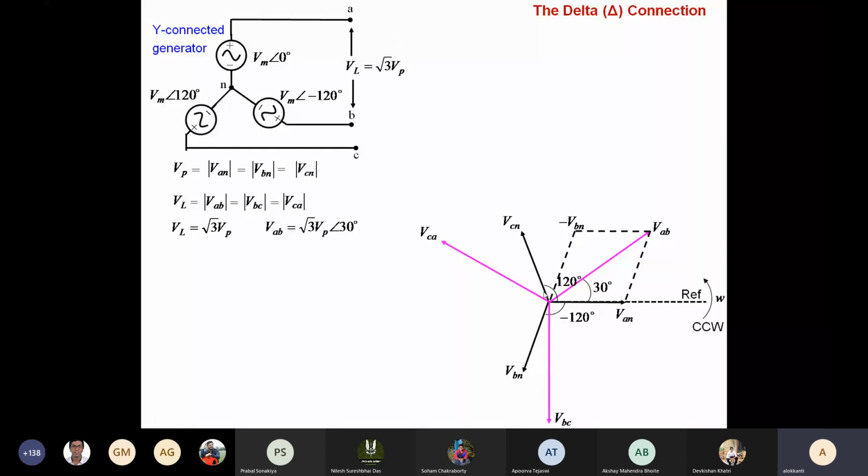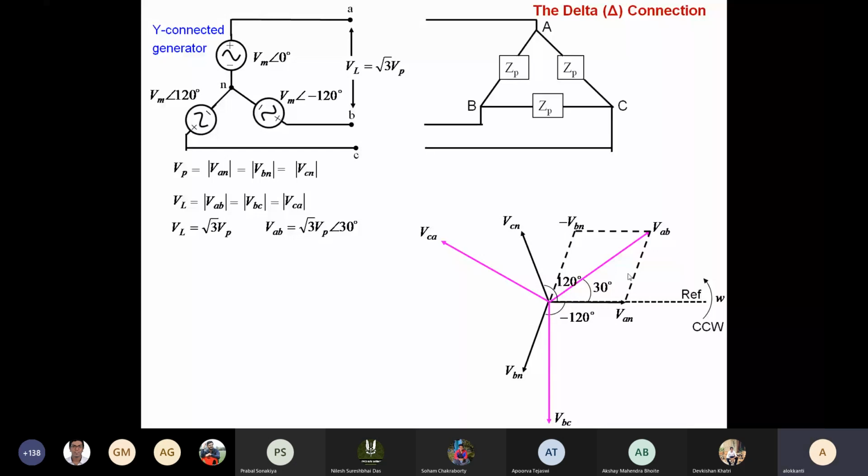Now this is connected to a delta connected load. This shows the delta connected load, that means 3 impedances ZP, that means the real part as well as the imaginary parts are the same. The balanced delta connected load is represented like this, and it is connected to the star connected generator through what?